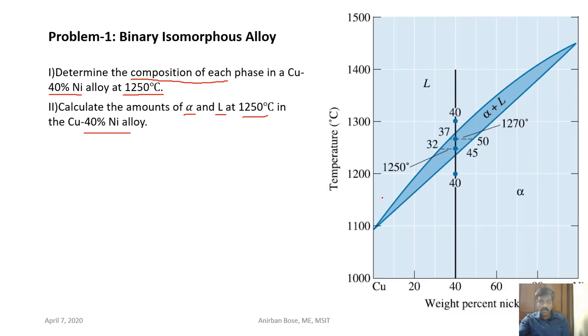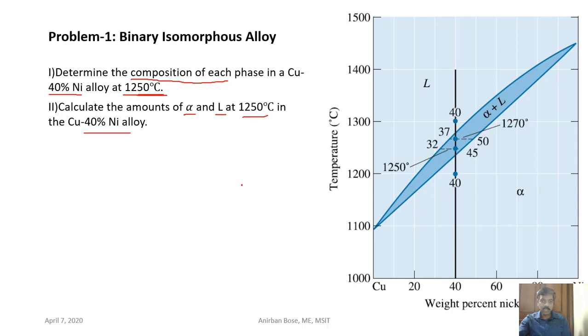is the phase diagram of the copper-nickel system. So here you can see the copper-nickel system. It's an isomorphous system. They have extensive solid solubility, and definitely liquid solubility is also there. So the phase diagram is like this. This is the liquidus line, this is the solidus line. The temperature is 1250 degrees centigrade.